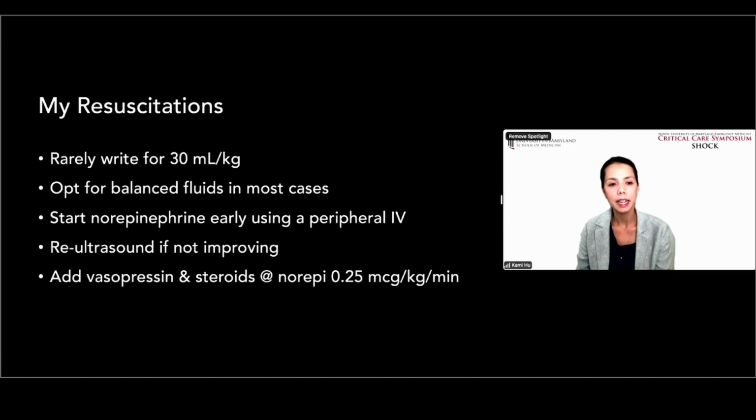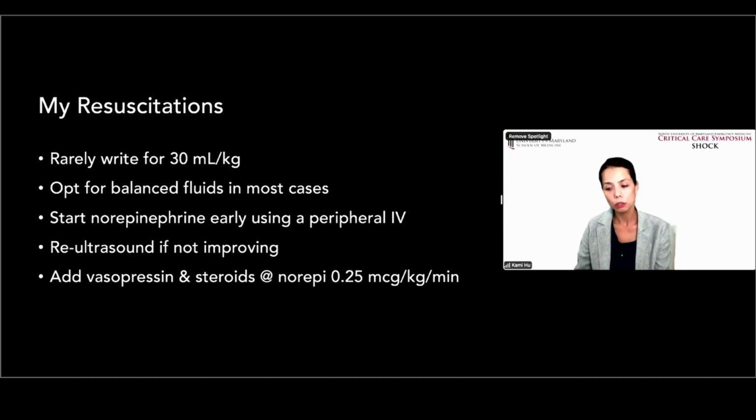So I really rarely write for 30 mLs per kg. The patient may end up getting it, but I tend to write for smaller boluses depending on the patient. So if it's 250, if it's 500, if it's a liter, I'll write those and I will go back to evaluate the patient and see if they need more. I generally opt for balanced fluid in most cases.